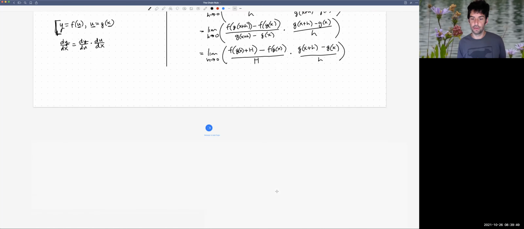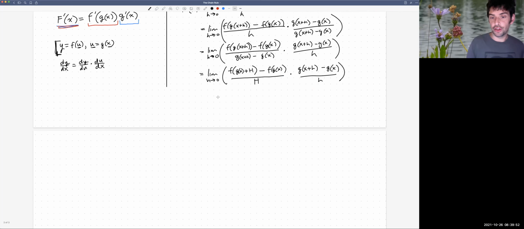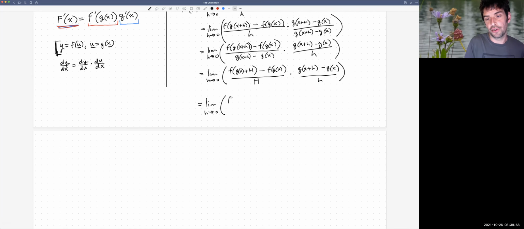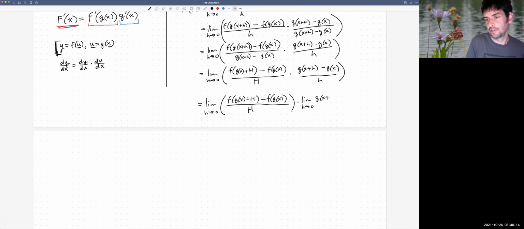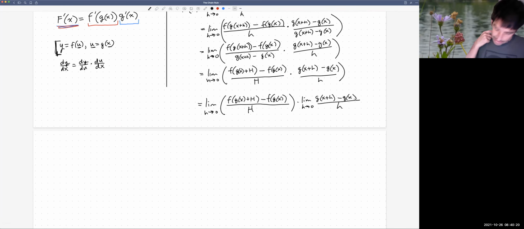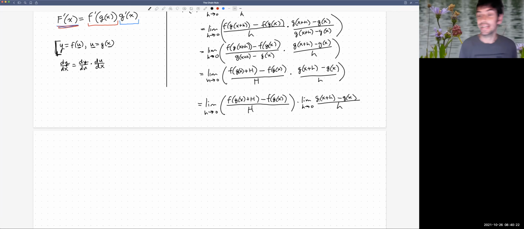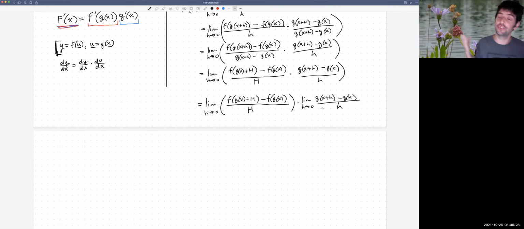All right, we're almost there. We're going to use one of our limit laws. I can split this limit up over a product. So I can rewrite this whole thing as the product of two limits. This second product, we recognize that's the definition of the derivative of g.